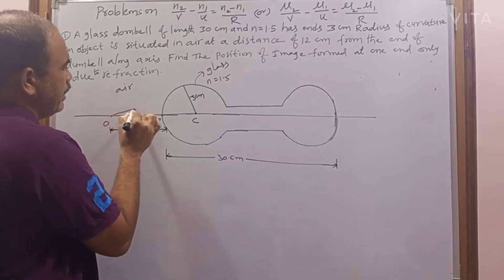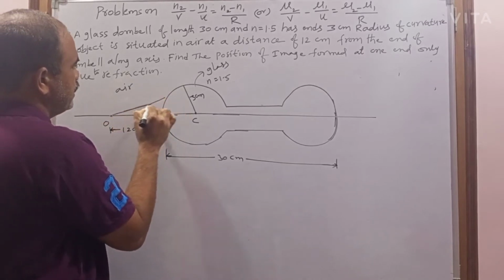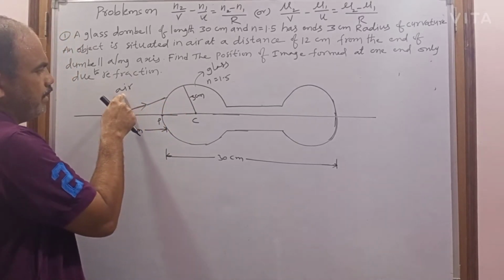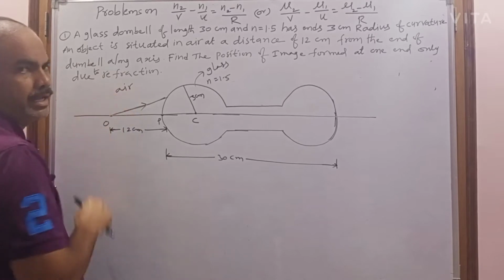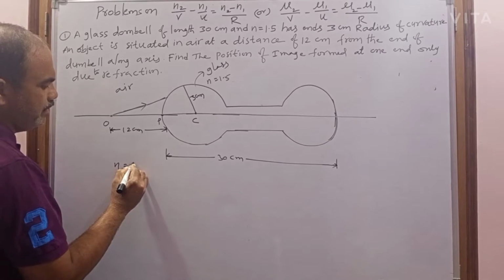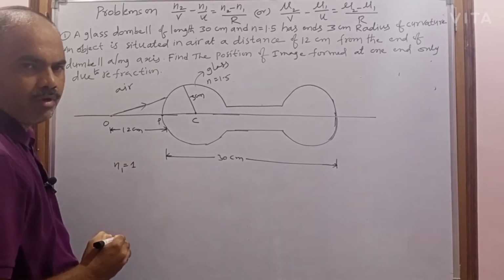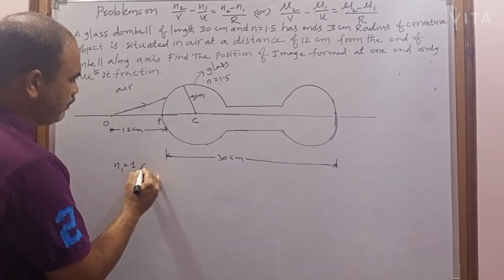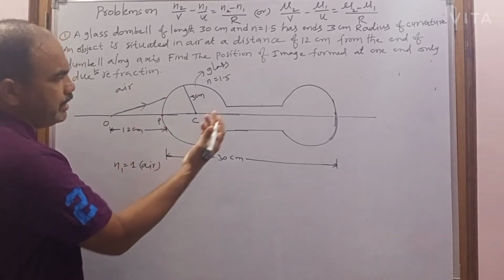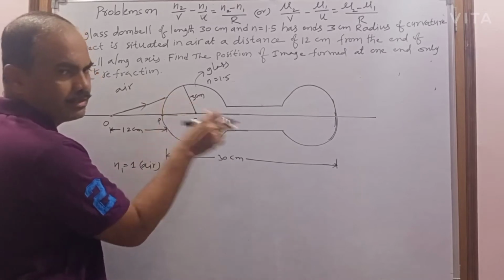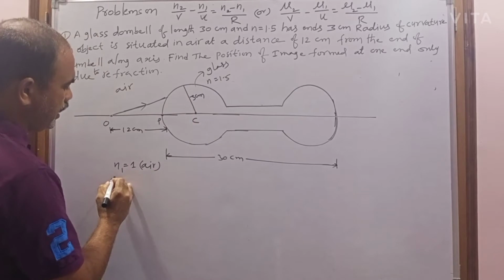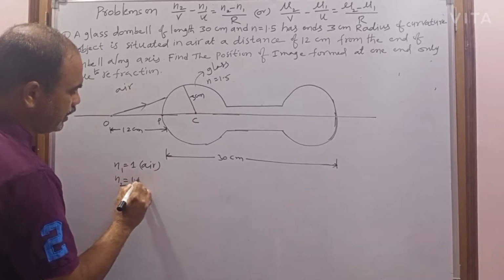Now take one incident ray coming from the object. This is the incident ray coming from the object. The incident ray is passing through air. Now the air can be taken as n1. So n1 is nothing but the refractive index of air. What is the refractive index of air? The refractive index of air is nothing but 1. Now it is entering into which medium? It will be entering into glass, so the refracted ray is entering the glass medium. That's why n2 can be taken as the refractive index of the glass.